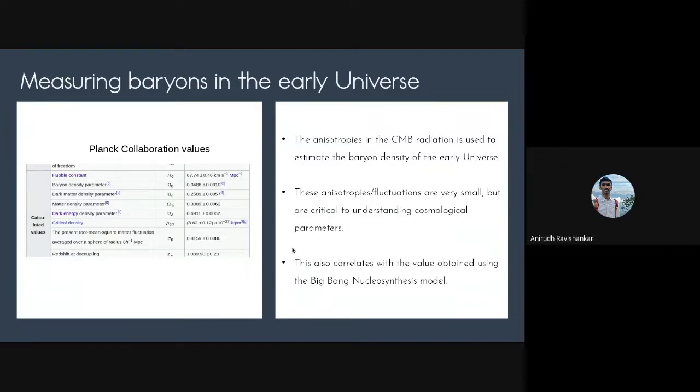What is the Big Bang nucleosynthesis again? Oh, the Big Bang nucleosynthesis model. I mean, just the formation of the first particles, right? Yeah. So it's based on cosmic abundances.